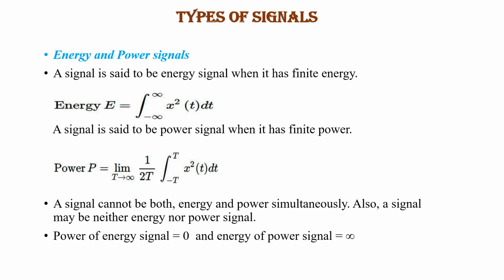A signal cannot be both energy and power simultaneously. Also, a signal may be neither energy nor power signal. Power of energy signal is always zero and energy of power signal is always infinite.